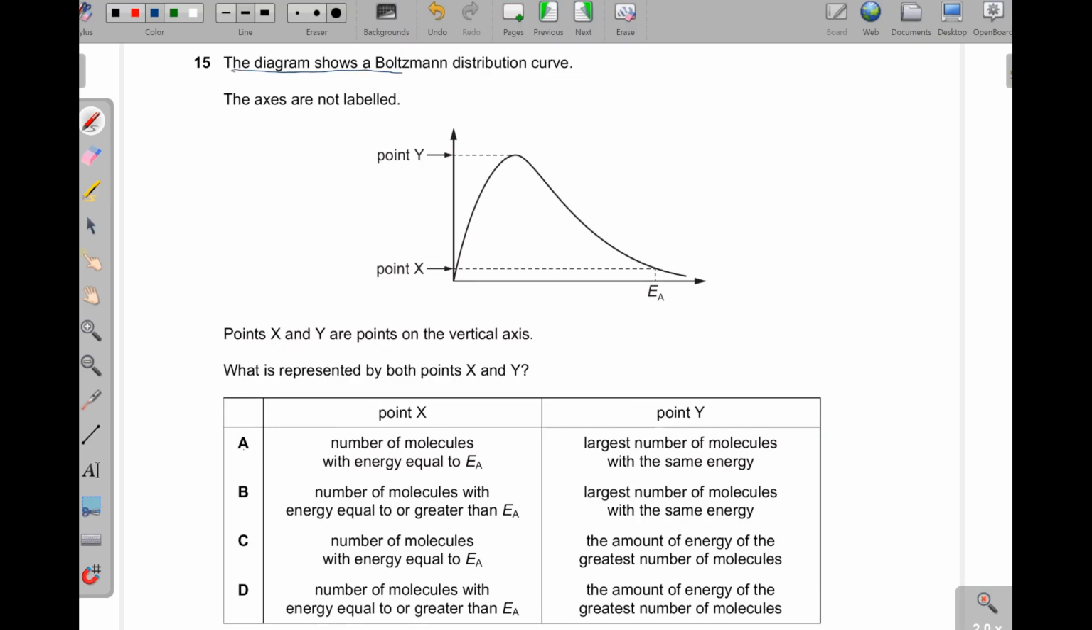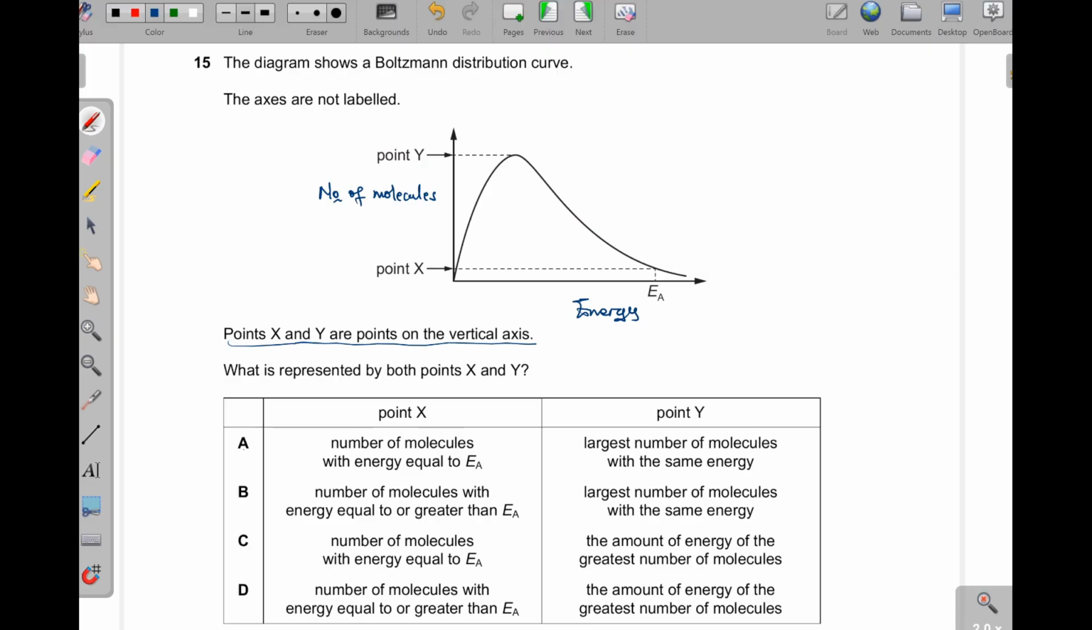Question 15. The diagram shows a Boltzmann distribution curve. The axes are not labeled. Okay. Points X and Y are points on the vertical axis. What is represented by both X and Y? Of course, for the vertical axis, what we are always having here is the number of molecules. And then this way we have energy, particular energy. We have energy here.